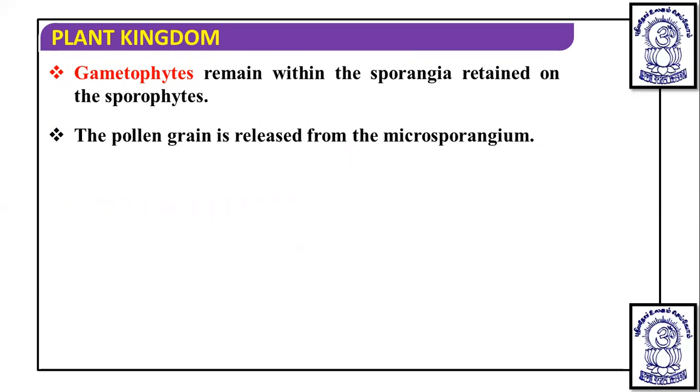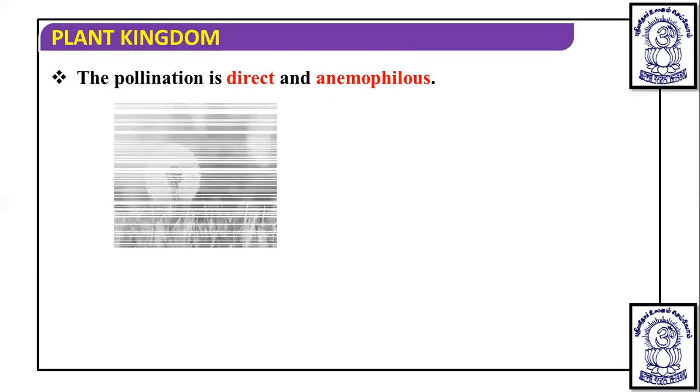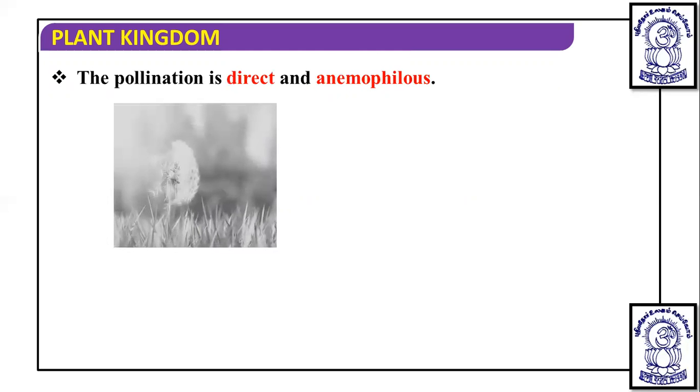Pollen grains are released from the microsporangium. The pollination is direct and anemophilous. Means pollen grains are released from the male plant, and this gets stored in the pollen chamber directly. So we call it direct, and it occurs through wind pollination. The pollination occurs with the help of wind. So it is anemophilous, which is known as wind pollination.